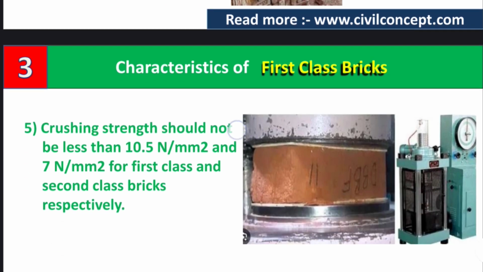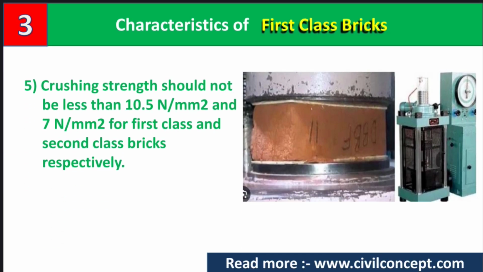After that, number 5, it is a very important point that the crushing strength should not be less than 10.5 newton per mm square and 7 newton per mm square for first class brick and second class bricks respectively. So if our brick is a first class brick, then there should be 10.5 newton per mm square as crushing strength, and 7 newton per mm square as crushing strength of the second class brick. This test is done in the lab, and this is the accurate test, so it should not be less than 10.5 newton per mm square as the crushing strength of the brick.